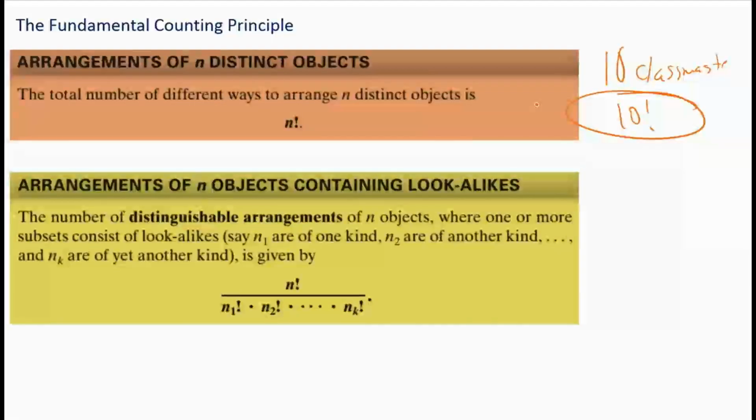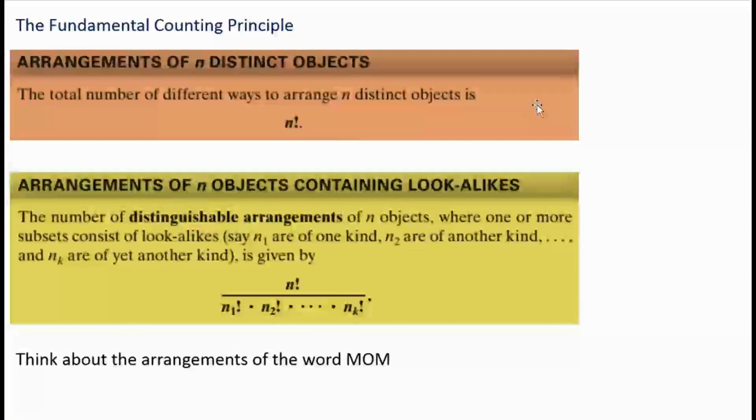So that's what the yellow is talking about. So I want to pull up an example to show you what I'm talking about, and then we'll see if we can't use this idea. Okay, so it says think about the arrangements of the word mom. Just the word mom, M-O-M. How many ways can we rearrange those letters?